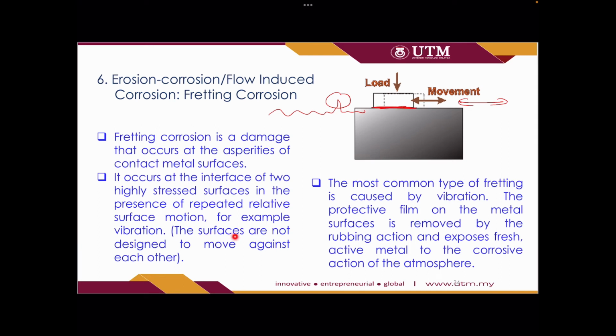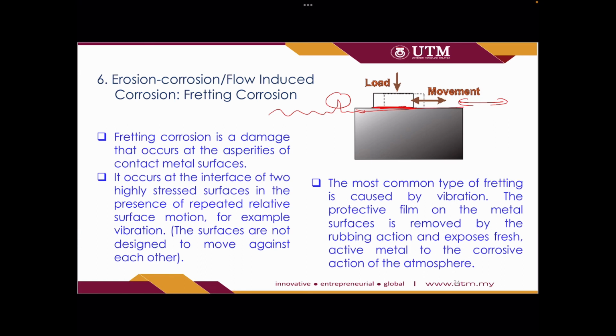So an example of relative surface motion is vibration. The surfaces are not designed to move against each other. So this is a kind of fretting corrosion that may occur. The most common type of fretting is caused by vibration. The protective films on the metal surface are removed by the rubbing action and expose fresh active metal to the corrosive action of the environment.